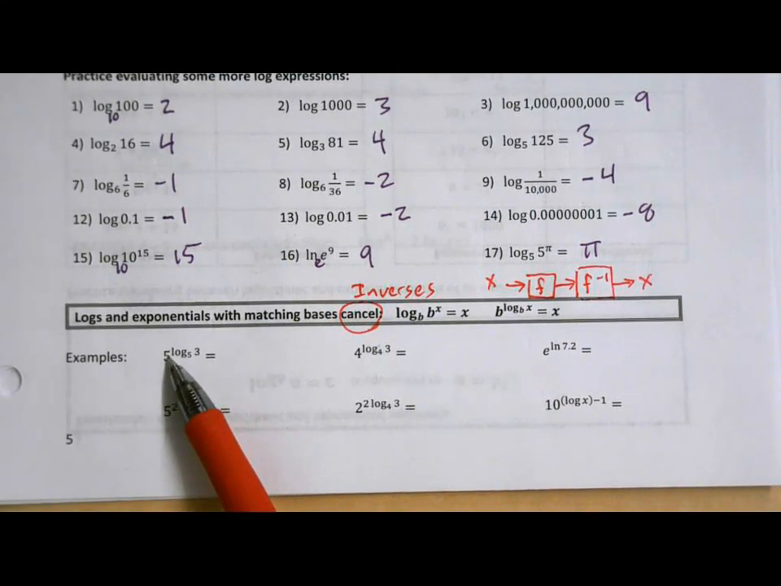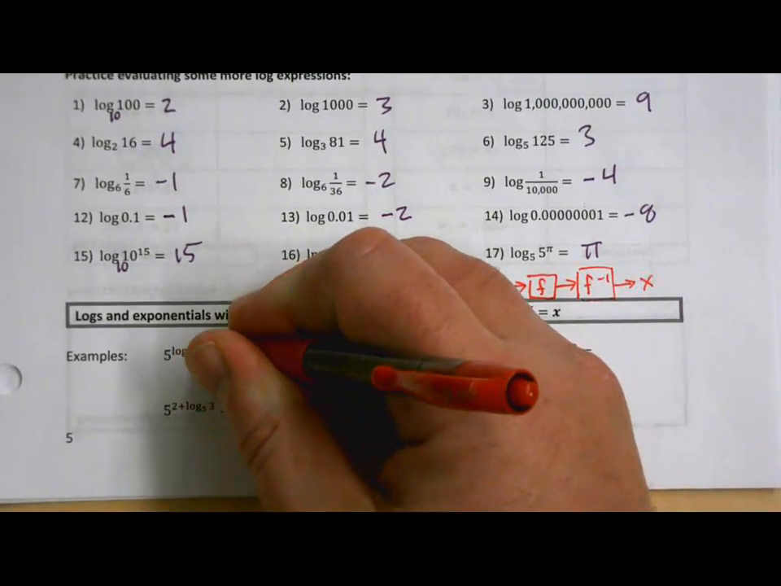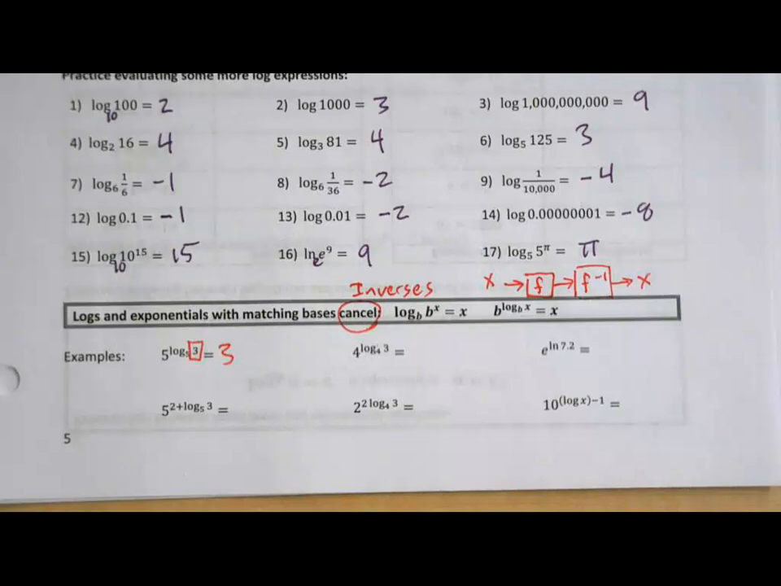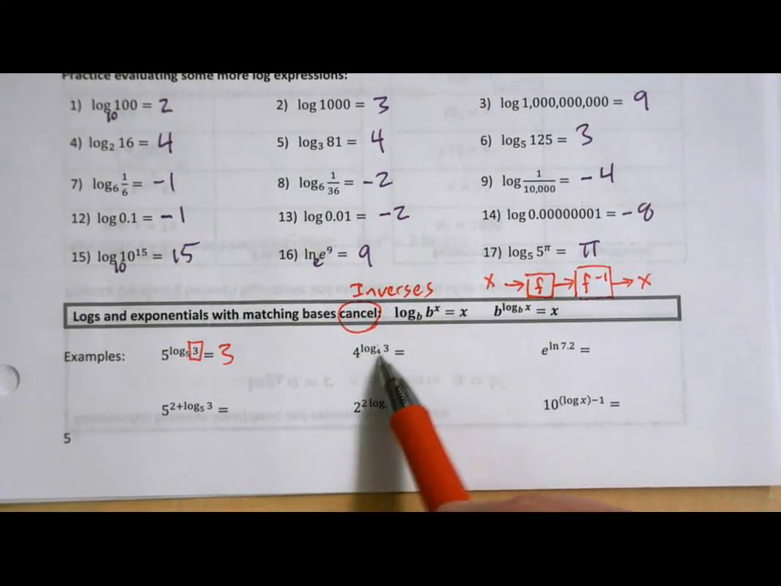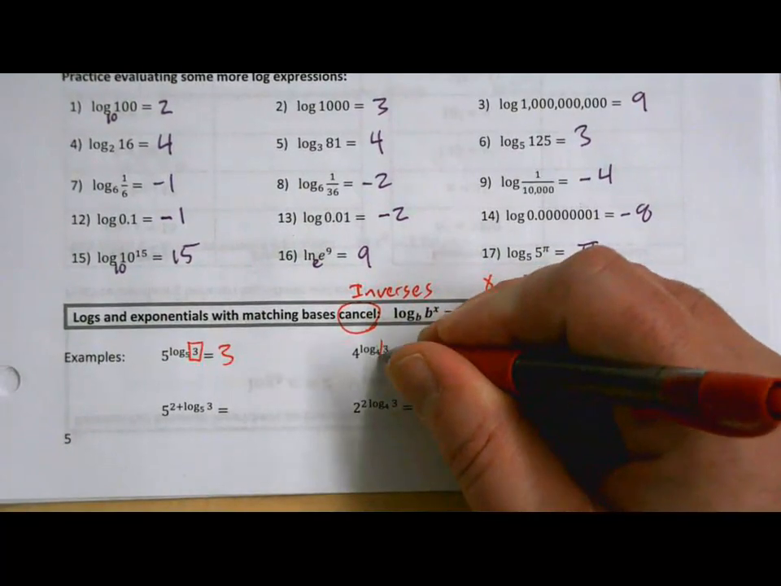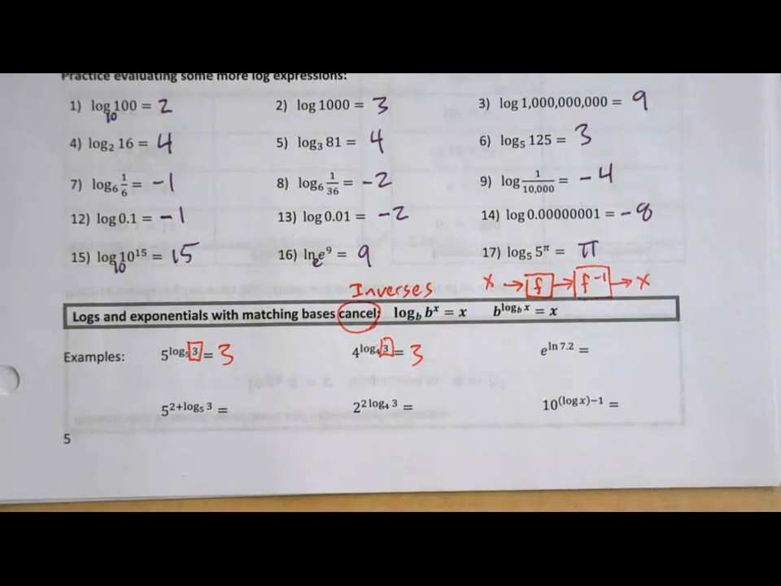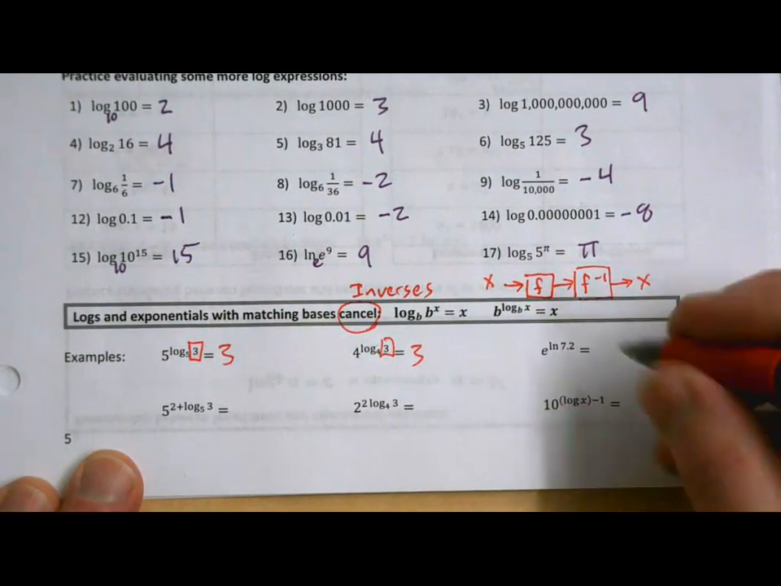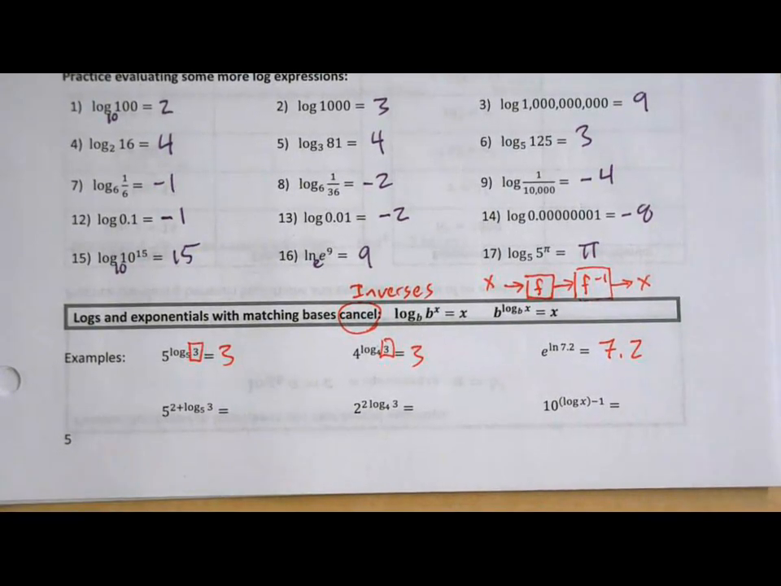I got an exponential with a base of 5, and I have a log with a base of 5, and since those things are inverses, the thing that I put in is going to be the same thing that I get out. So we think about them canceling. That's kind of a convenient way to look at it, but what's actually going on here is that they're inverses. Exponential base 4, log base 4. Since those are inverses, then my input 3 is going to become my output. E and ln both have the same base, so in order for this to work, the bases have to match. Right? And E and ln both do have the same base, so they're going to cancel, and we'll get 7.2.